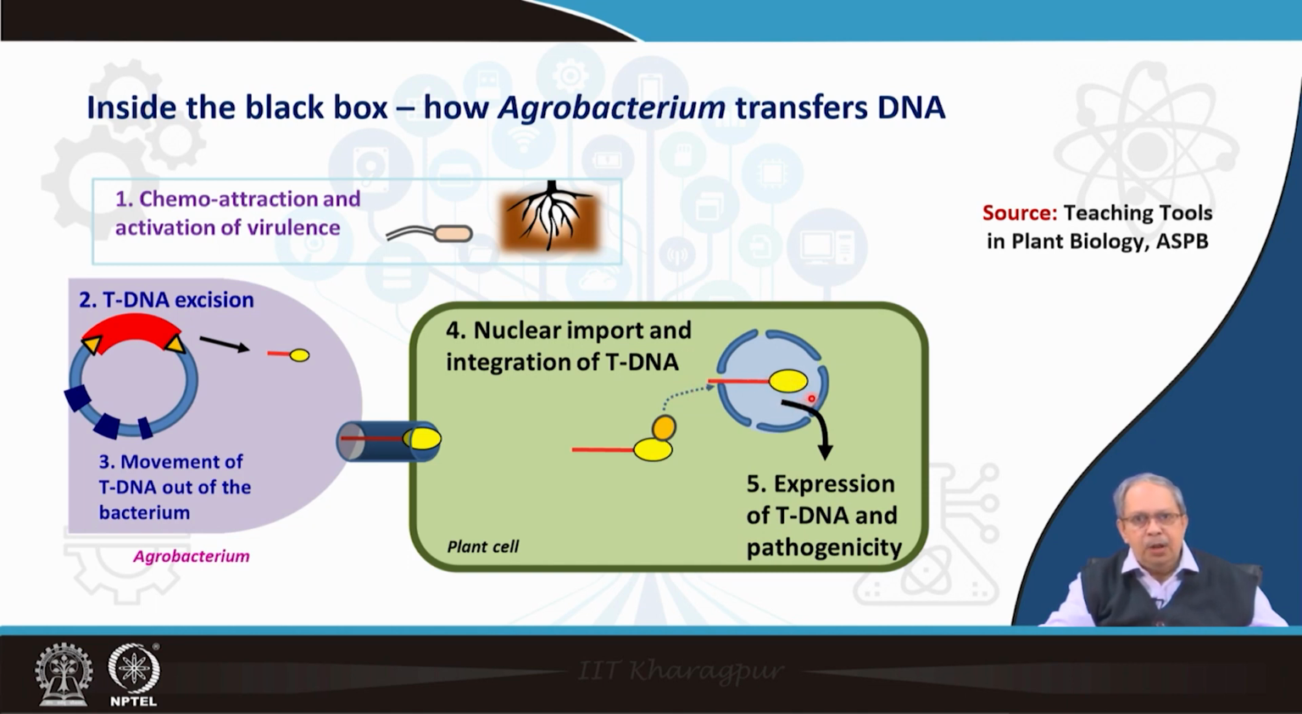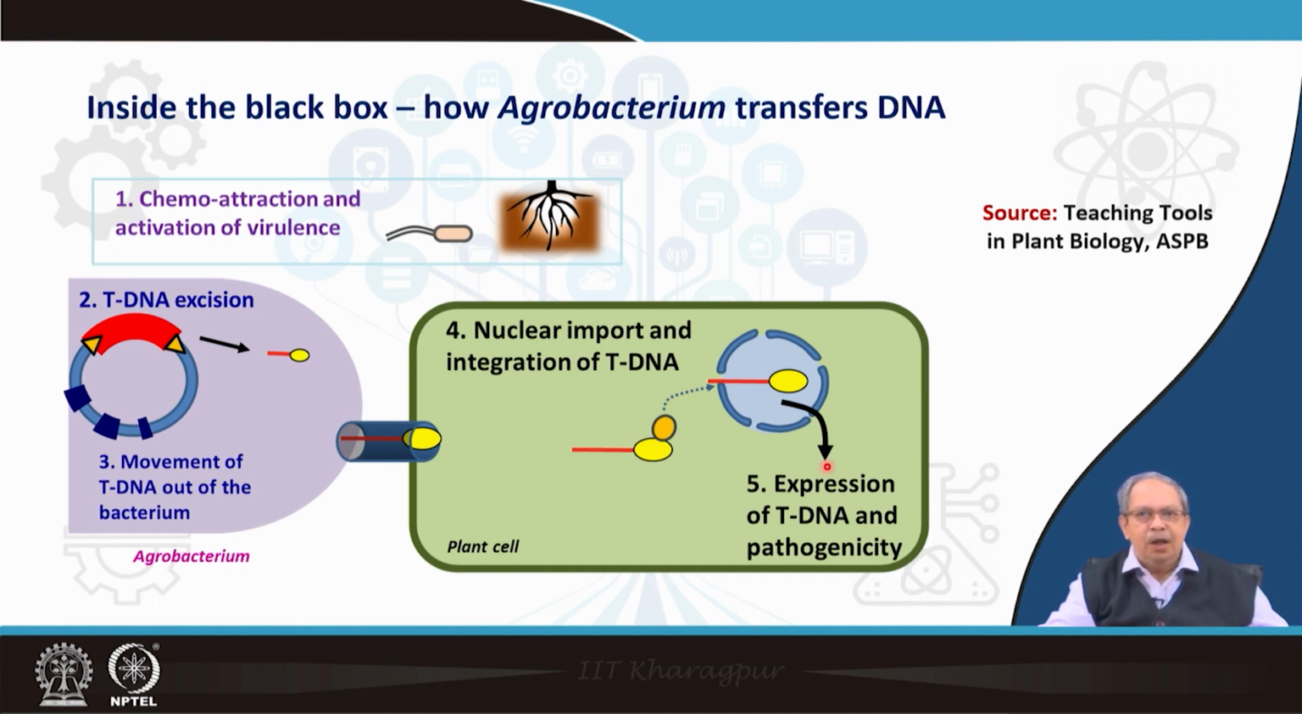So, it tries to integrate in the euchromatin region, because euchromatin regions are loosely arranged, whereas heterochromatin is very tightly packed. Moreover, the euchromatic region is the transcriptionally active site. So, once it integrates properly, it will become a part of the plant DNA. Once it becomes part of the plant DNA, it now dictates the plant cell to do the job that it wants. So, what is the job?